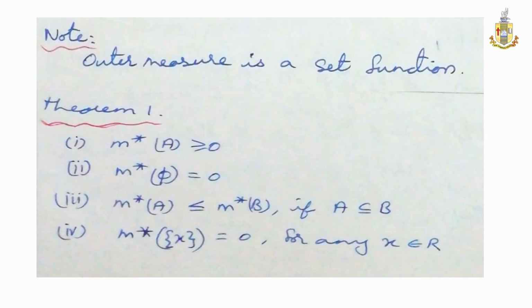Next, moving on to the theorem, it has 4 parts and we are going to prove it one by one. The first subdivision is m star of A is greater than or equal to 0. The second portion is m star of phi equal to 0. The third one is m star of A is less than or equal to m star of B if A is contained in or equal to B. And the fourth one is m star of x equal to 0 for any x belongs to R.